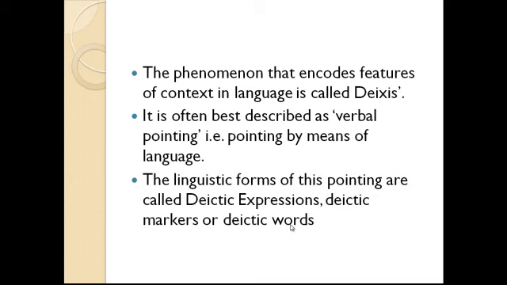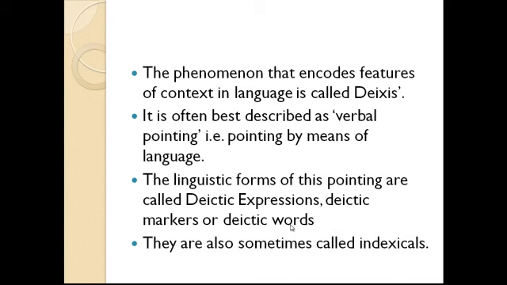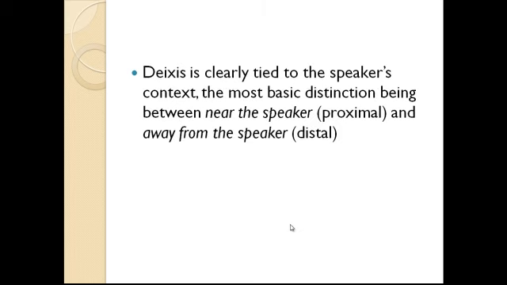Now, the linguistic forms of this pointing are called deictic expressions. Sometimes they are called deictic markers or deictic words. Sometimes they are called indexicals. So whatever word is used, whether indexicals, deictic words, deictic expressions, or deictic markers, what these words are referring to are those linguistic forms that are going to be used to point.